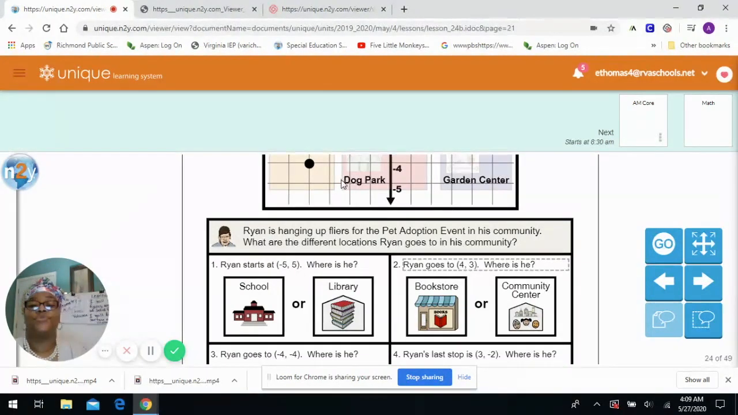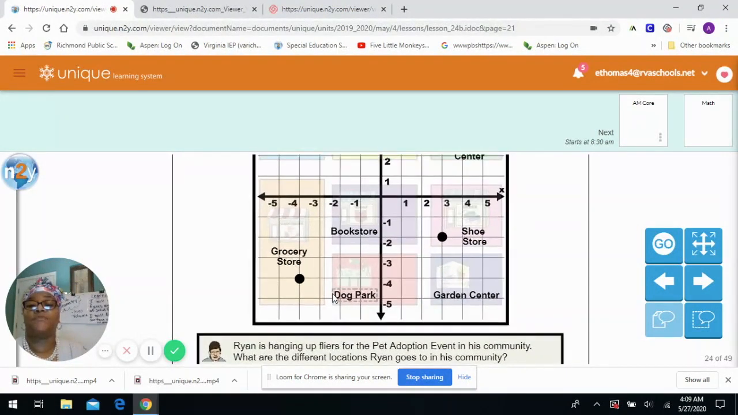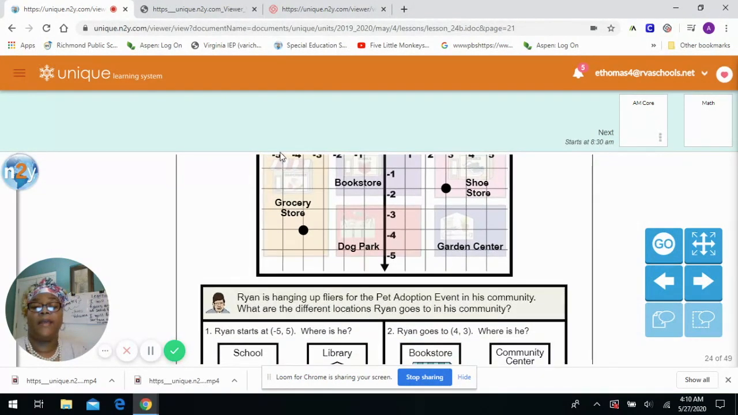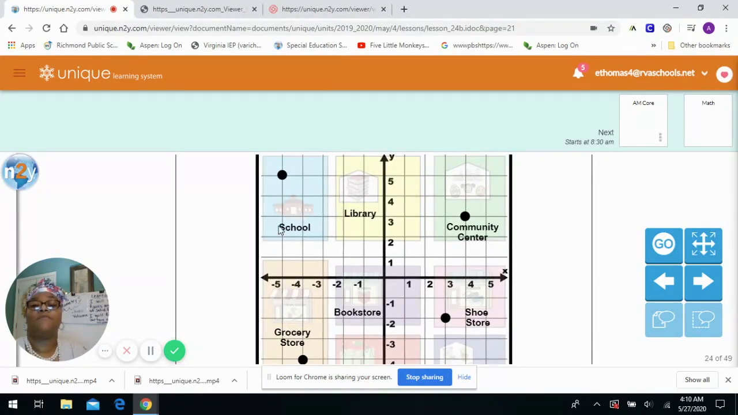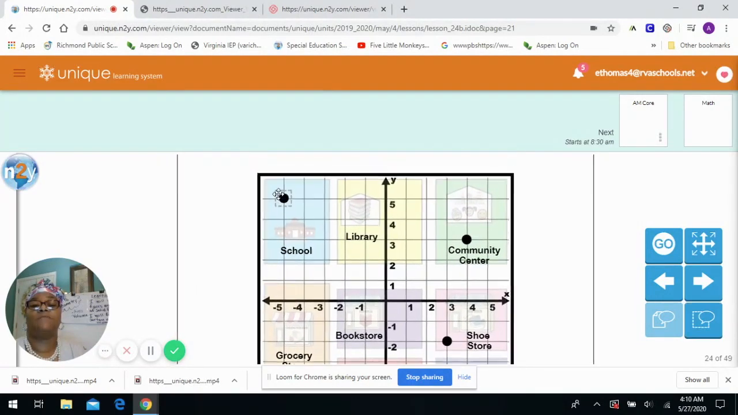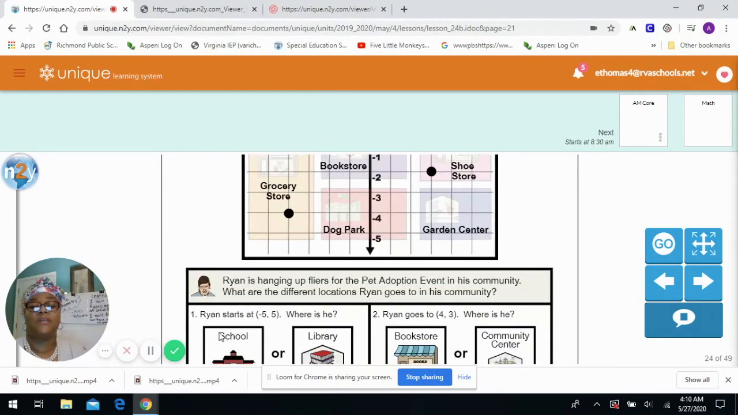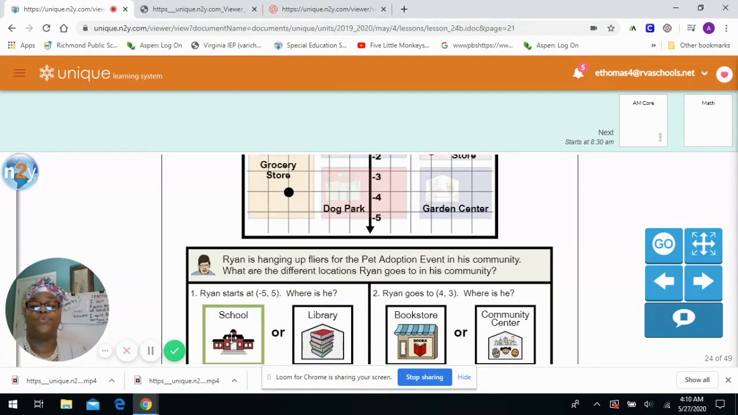Where is he? So we have -5. Remember, the X is always first. X goes from left to right. He's at -5 and +5. So where is he? Is he at the school or the library? School. Yes.